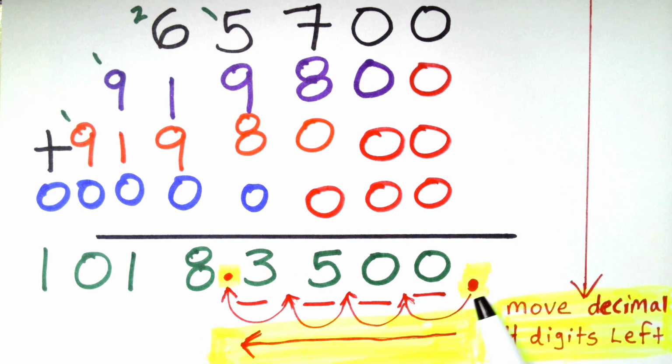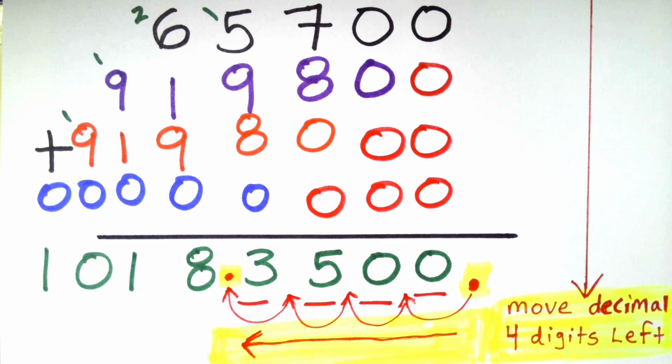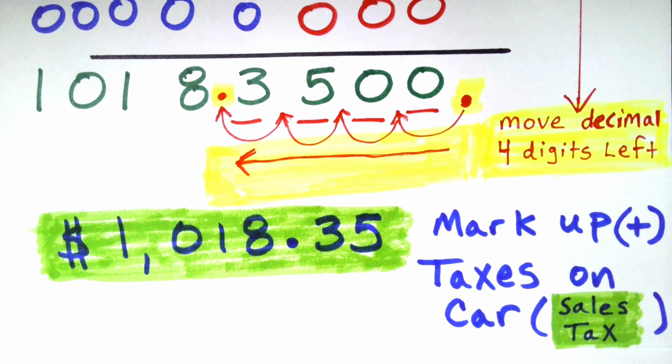And again, how many digits did we multiply at the beginning? To the right of the decimal, there were 4. So show your invisible decimal. Move it 1, 2, 3, 4 places to the left. That's what I'm showing you here. And you have your $1,018.35 tax value. All right, so you can see that right here, $1,018.35.